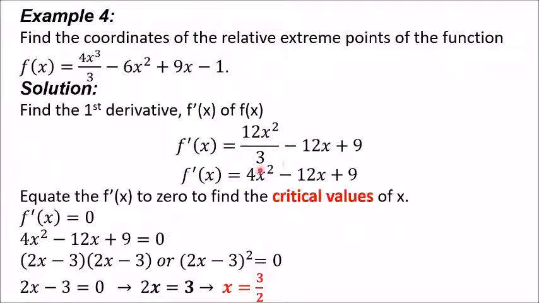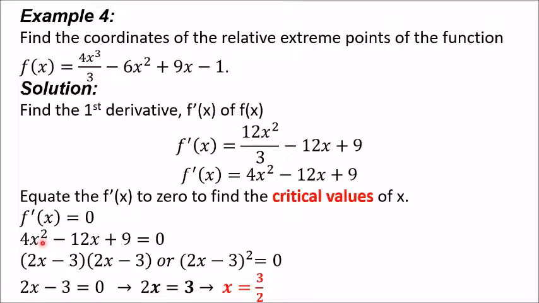And simplify kung may dapat simplify. We have here 12 over 3, that's 12 divided by 3 equals 4. So, the final first derivative is 4x squared minus 12x plus 9. Next, hanapin na natin yung critical values by equating this into 0. So, f prime of x equals 0.